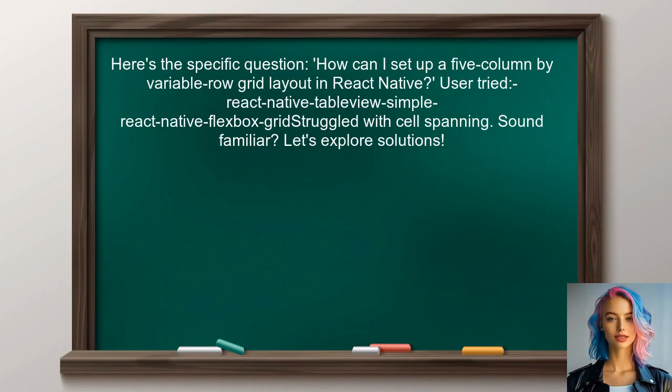Let's look at the specific question at hand. One user asked, how can I set up a 5-column by variable row grid layout in React Native? They mentioned trying the React Native Table View Simple and React Native Flexbox grid packages, but struggled with cell spanning. Sound familiar? Let's explore some solutions together.